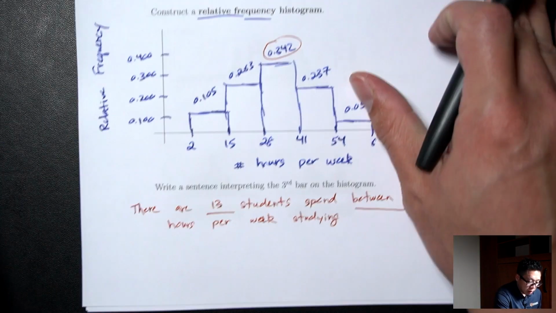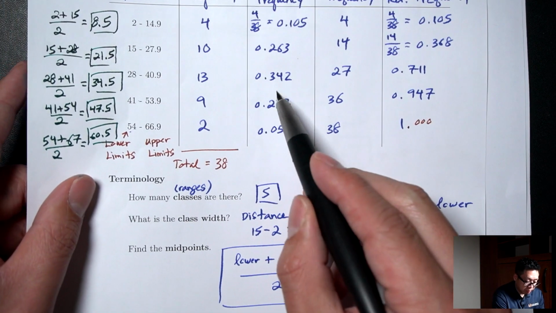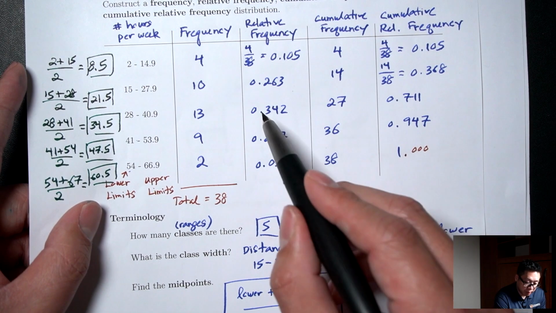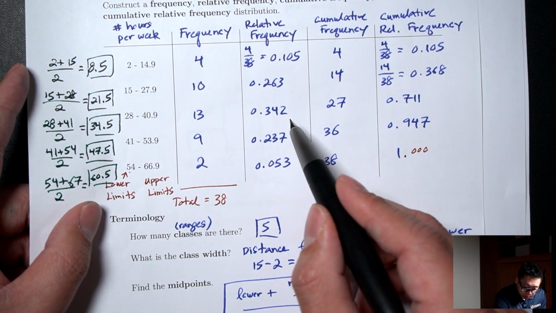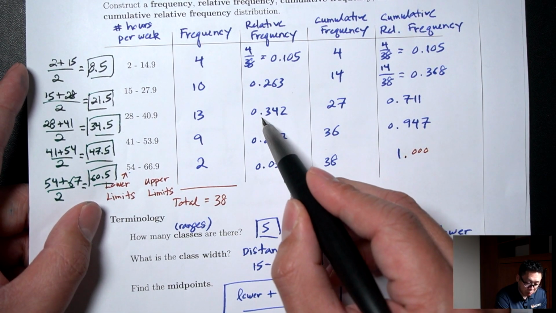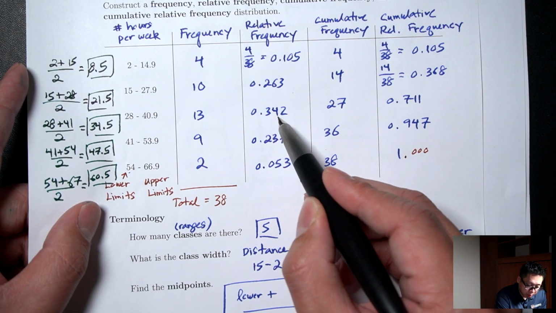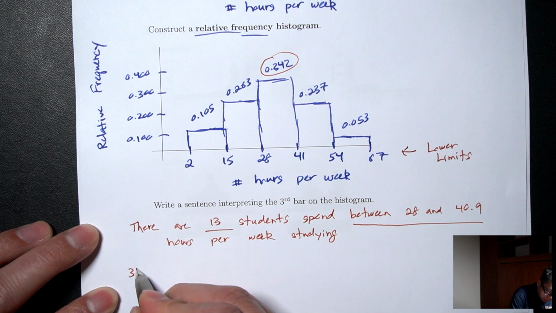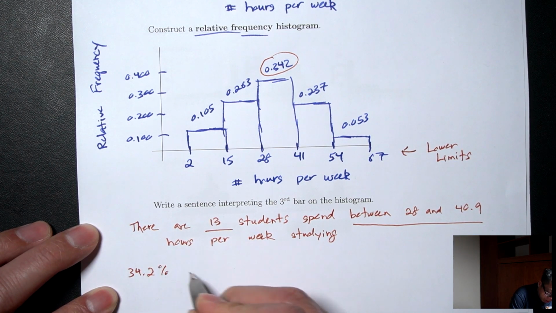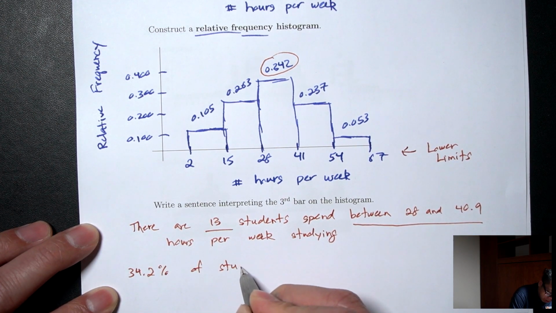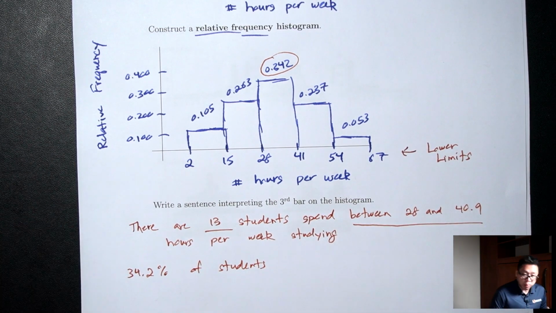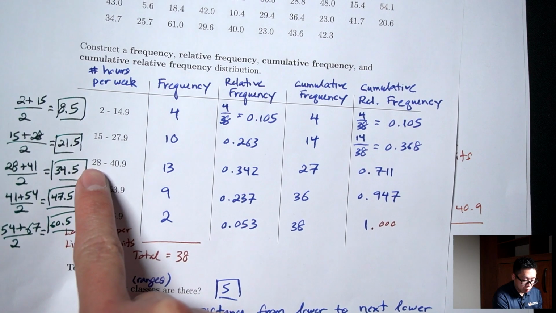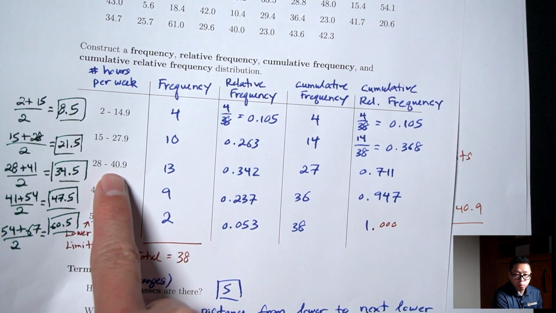Now, the 0.342, which is right here, okay, anytime we're interpreting a relative frequency, I want you to convert it to a percent. So multiply by 100, which is the same thing as moving the decimal point 2 to the right. So 2 to the right, it'll be 34.2. So 34.2% of students. And what's special about these 34.2% students? They spend between 28 and 40.9 hours per week studying.